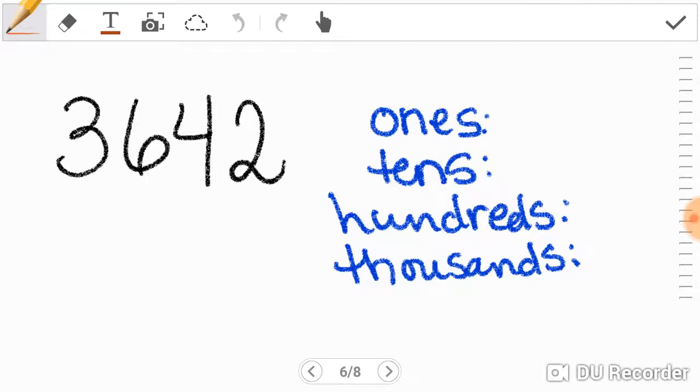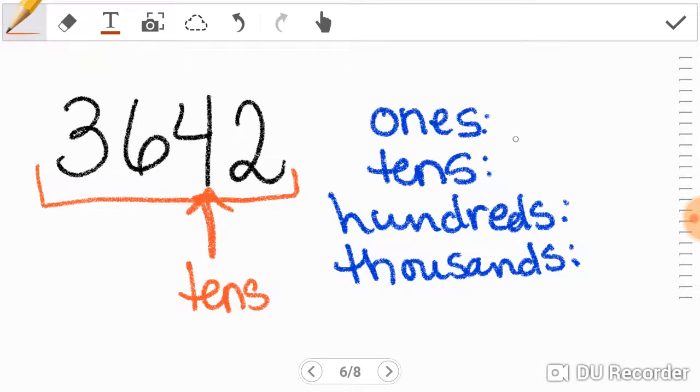So now let's try another 4-digit problem. This time, I'm going to give you a few seconds before I give you the answer so you can practice on your own. First of all, let me just explain. We have 4 digits that make up 3,642. Now, can you tell me what is in the tens position? If you said 4, you are correct. This is the tens position. So we have 4 tens.